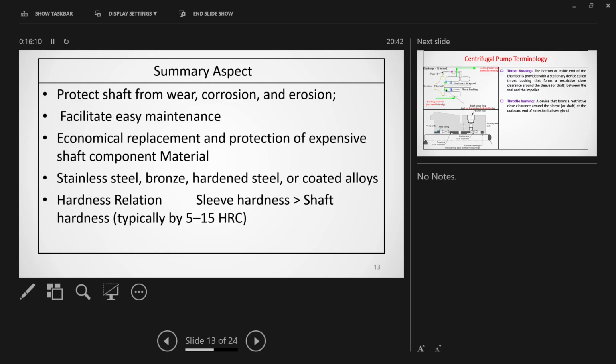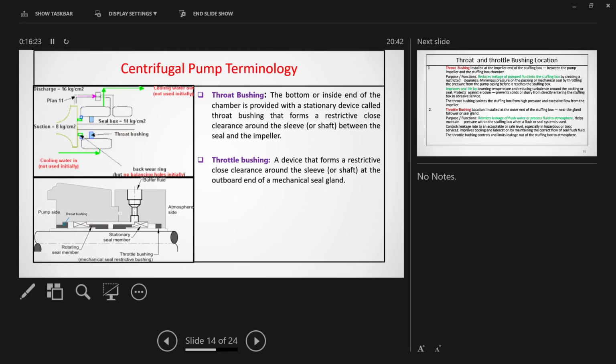Stainless steel, bronze, and hardened steel or coated alloy are its materials, and the hardness of the sleeve should be more than the hardness of the shaft by 5 to 15 Rockwell hardness.